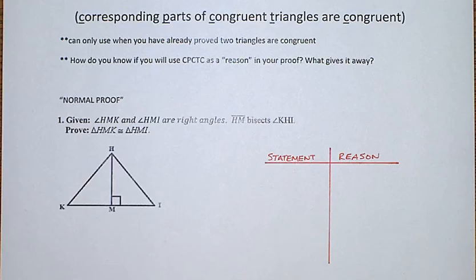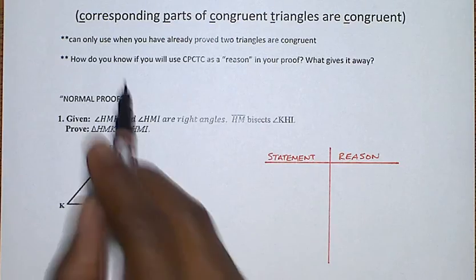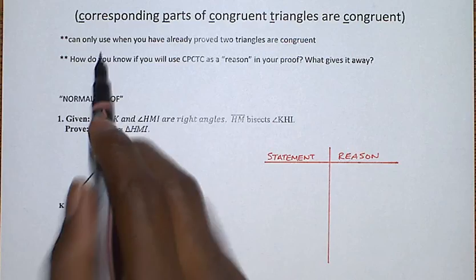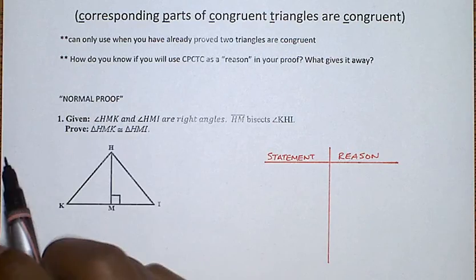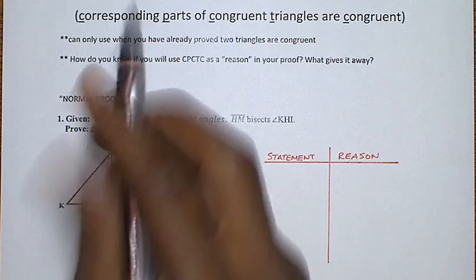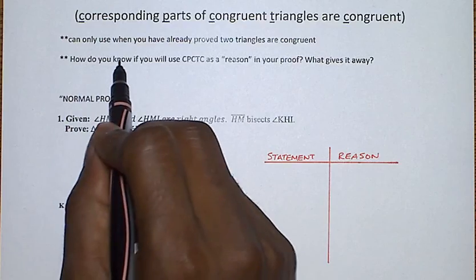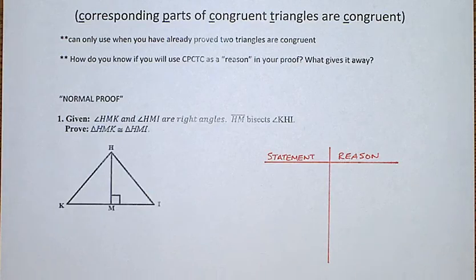So looking at this, again, I've said it, make sure you know that you can only use CPCTC when you've proved two triangles are congruent. Doesn't matter how you do it. If you prove two triangles are congruent, then you can use CPCTC. And now, how do you know if you'll use CPCTC as a reason in your proof? What gives it away? Well, the proof won't be asking for two triangles. Like, it won't say prove triangle HMK is congruent to triangle HMI. The proof will say prove that KM is congruent to IM.